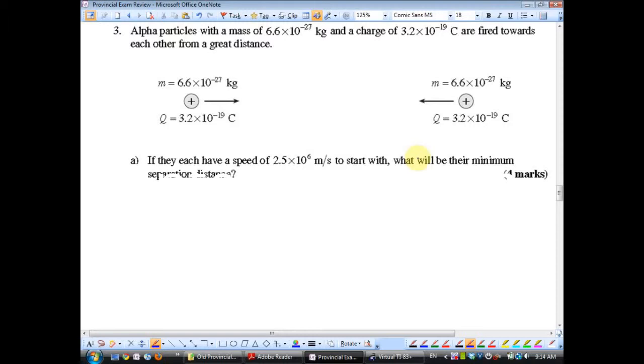I guess what we're saying is this. They each have kinetic energy. The closer they move together, the more that kinetic energy gets turned into electric potential energy. They're going to slow down. When they come to a stop for a split second, their minimum separation distance, that's when all of their kinetic energy has become electric potential energy. Then they'll start to repel each other. Does that make sense? All of our initial kinetic is going to become electric potential.